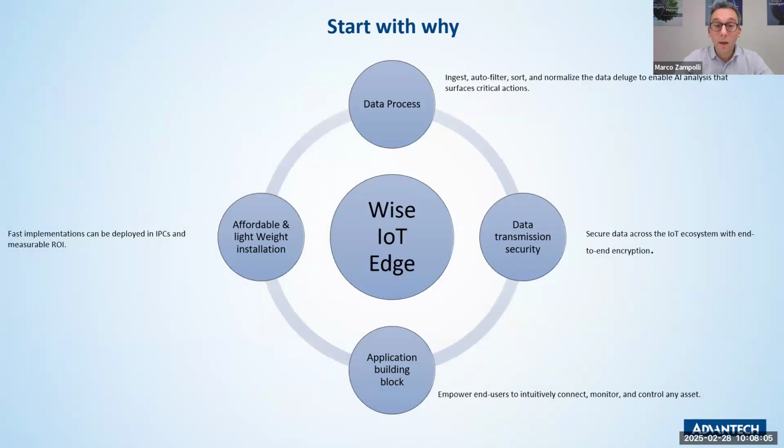And this slide, the title is Start with Why. So here I just added 4 important bullet points that are useful to understand why we need WISE IoT Edge. The first one is data processing. We know that one of the key pain points of the customer is getting data out of the field and sending all of it to the cloud. This is not useful anymore. So we need to have local processing, and this is what is enabled thanks to WISE IoT Edge.